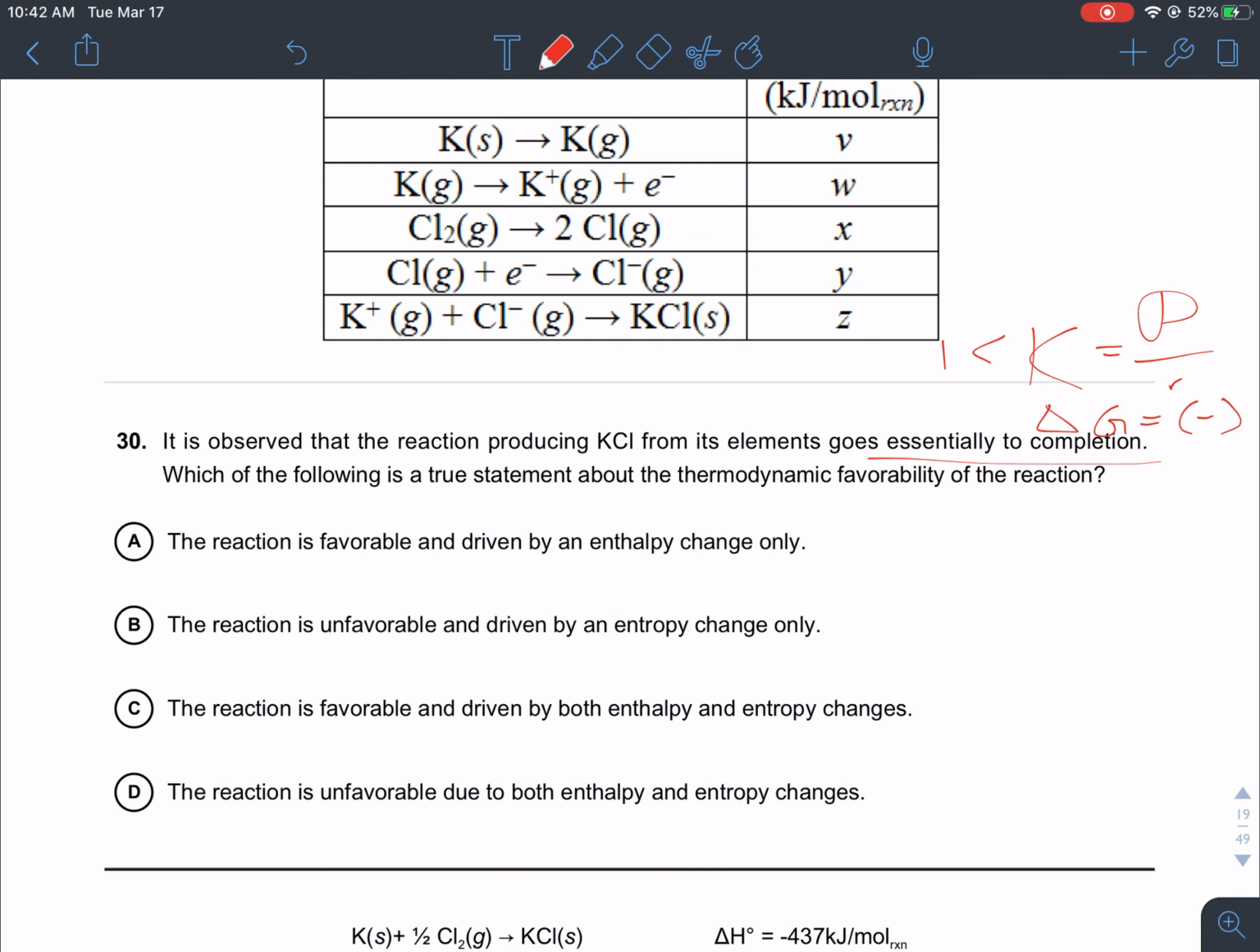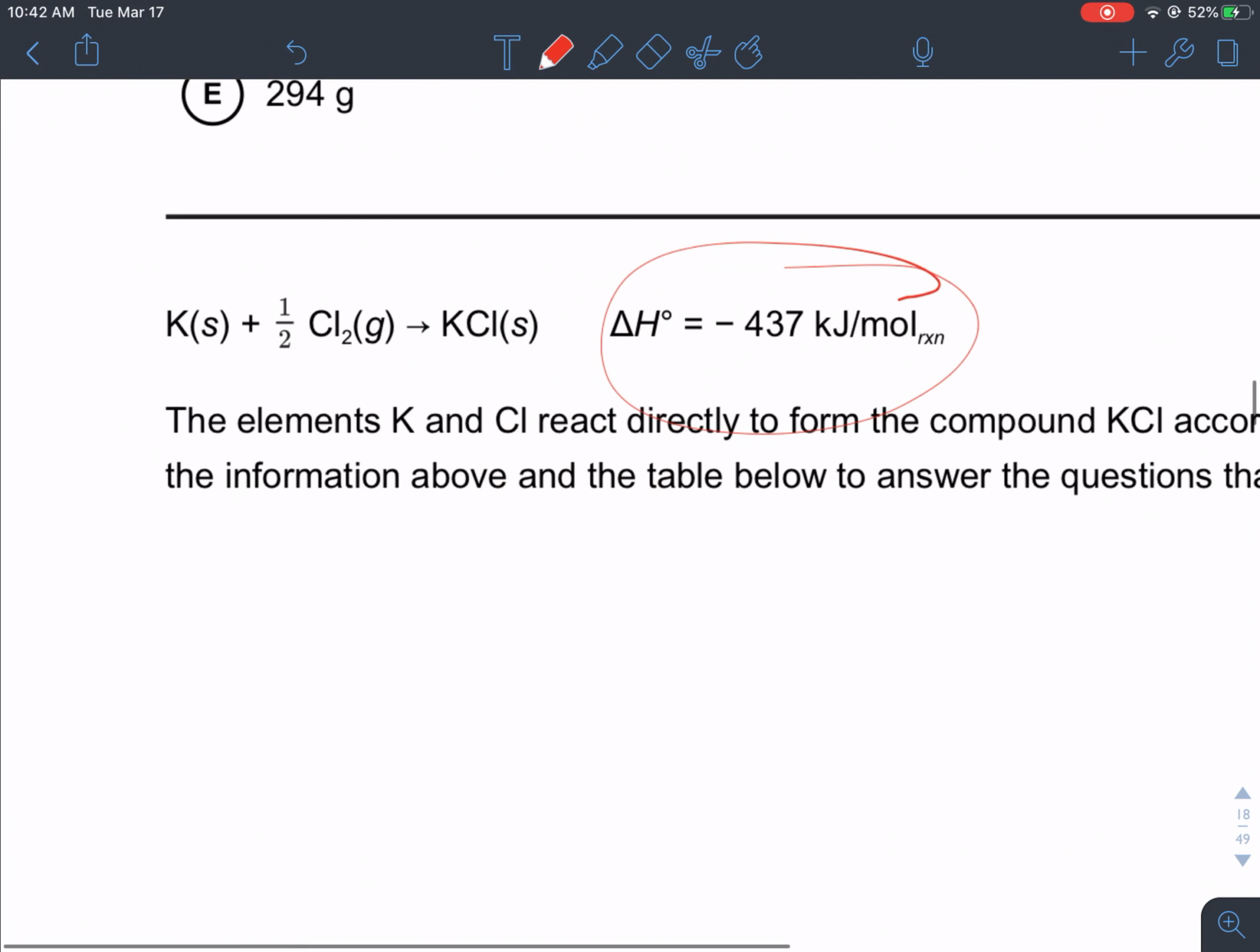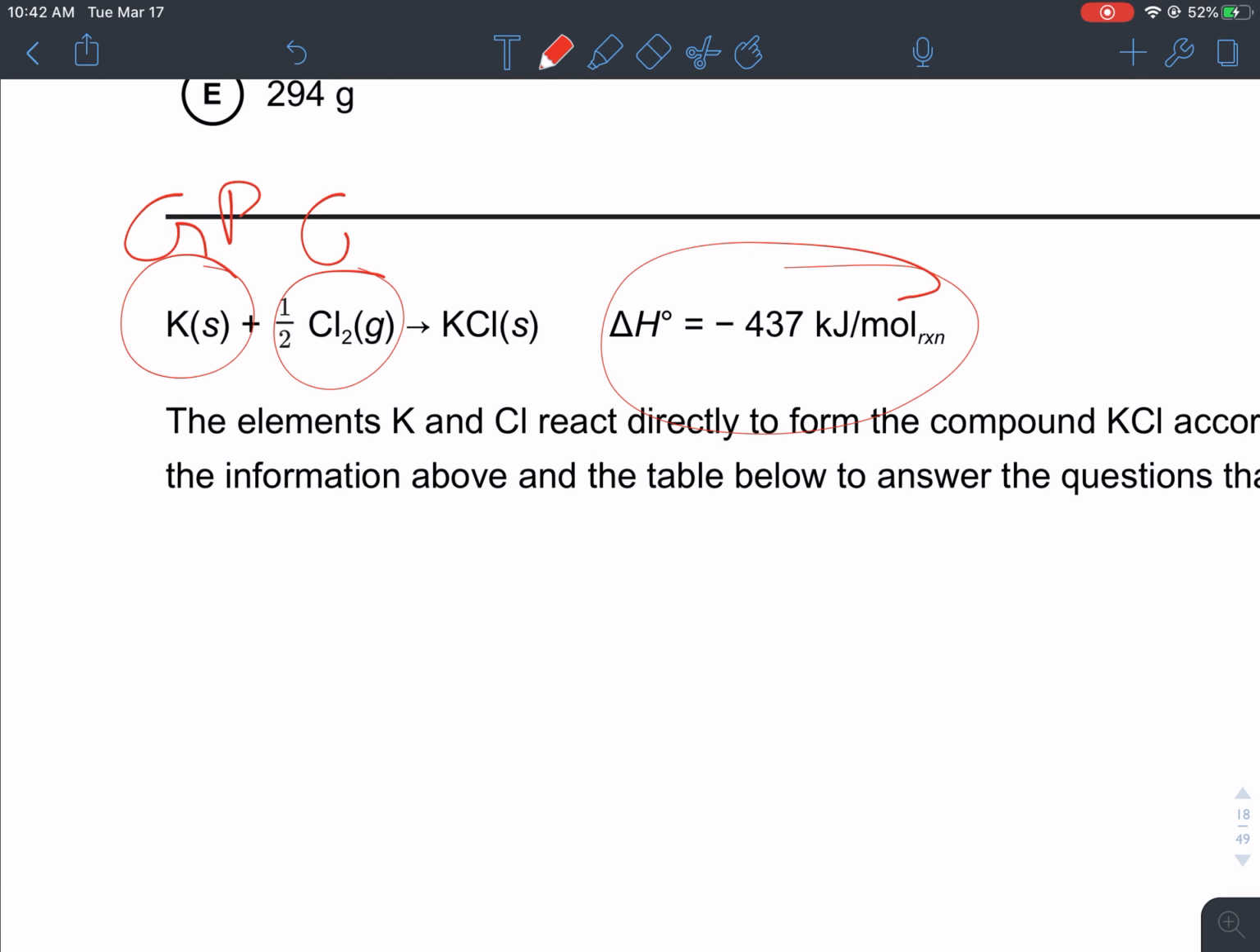Which of the following statements is true about the thermodynamic favorability of the reaction? The reaction is favorable, maybe. The reaction is unfavorable, no. Okay, now let's look. Is it being driven by enthalpy? Yeah, it's driven by enthalpy because the delta H is negative. But is it being driven by entropy? No, you've got a solid and a gas, a grandparent and a grandkid becoming a grandparent. So in other words, delta S is negative as well.